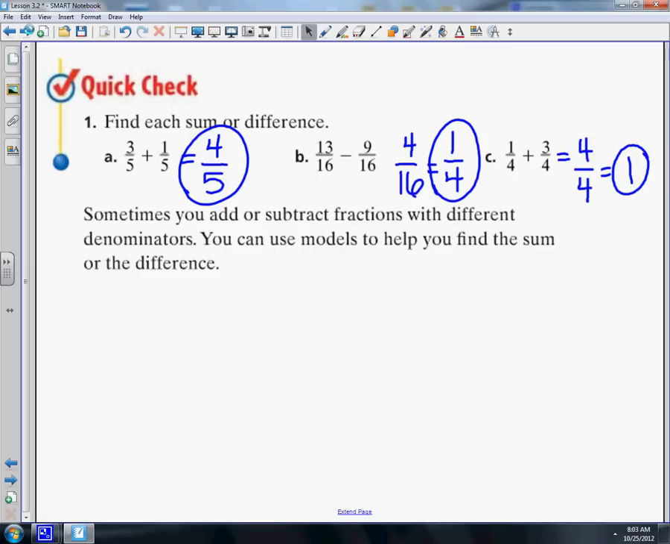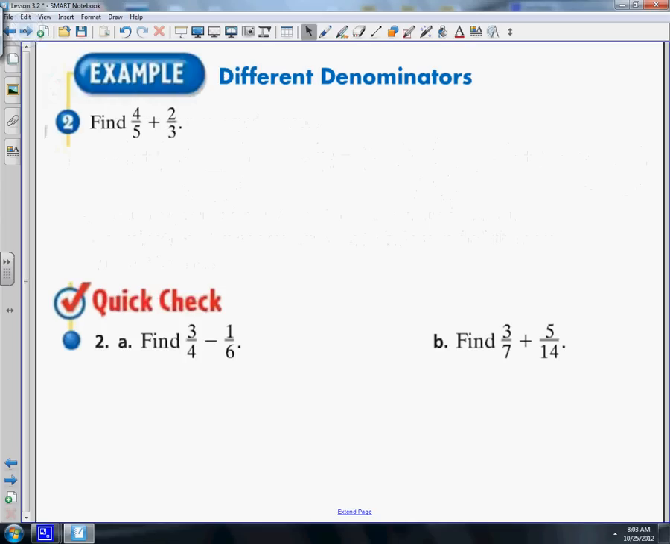Sometimes you add or subtract fractions with different denominators. You can use models to help you find the sum or difference. So, different denominators is exactly what that little video was. So find 4/5 plus 2/3. So I need to find what 5 and 3 have in common.